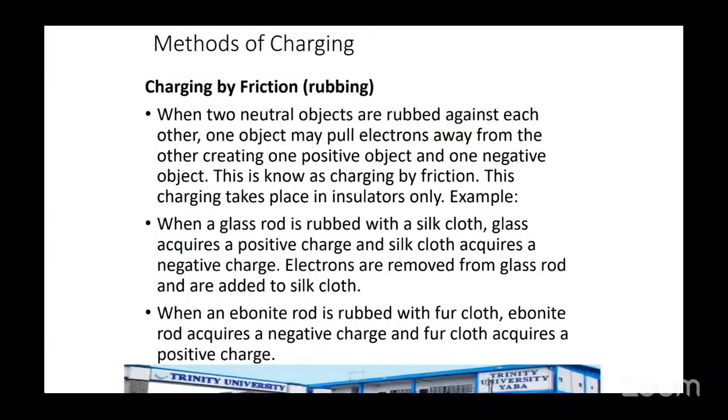Charging by friction. When two neutral bodies are rubbed against each other, one object may pull electrons away from the other, creating one positive object and one negative object. This is known as charging by friction. This charging takes place in an insulator only. Example, when a glass rod is rubbed with a silk cloth, glass acquires positive charge and the silk cloth acquires negative charge.